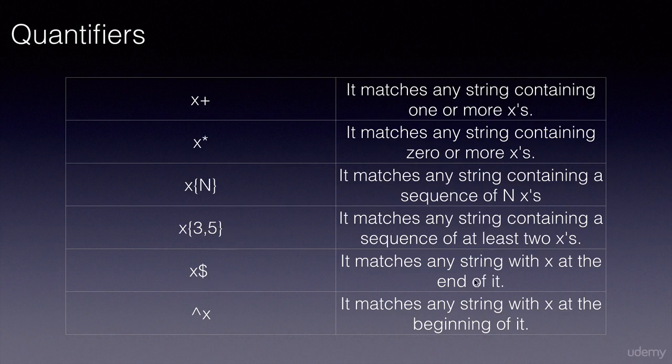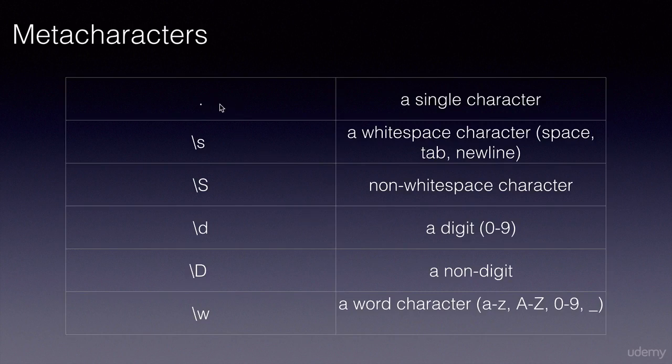x dollar means it matches any string with x at the end. Dollar means at the end, and caret symbol means at the beginning. If you use a caret symbol and then the x, it matches any string with x at the beginning. There are also meta characters, such as dot, which means any single character.